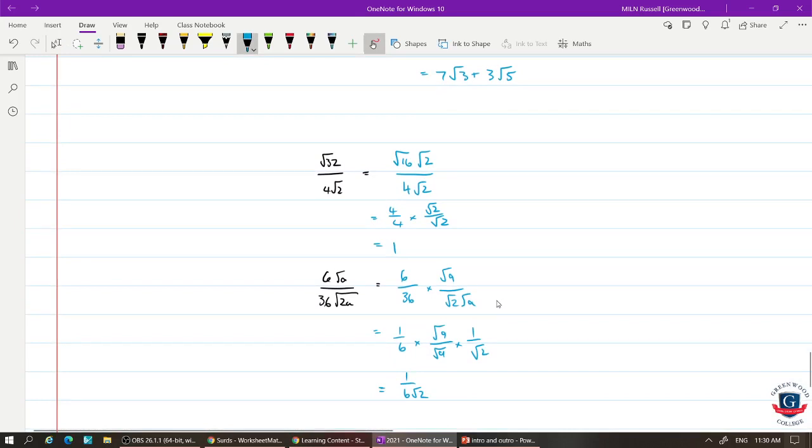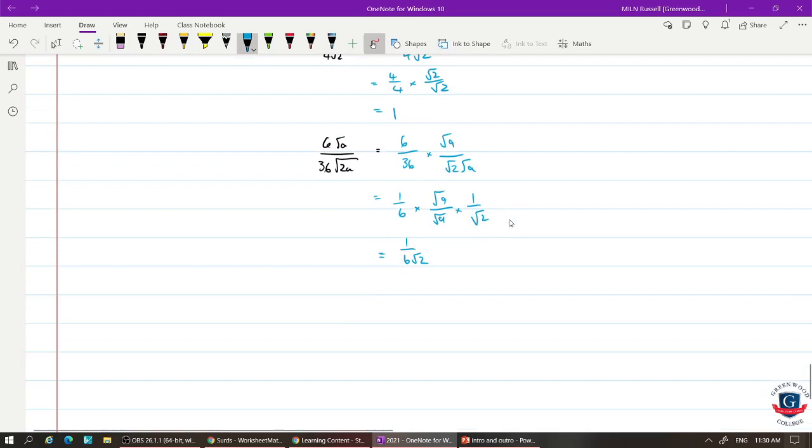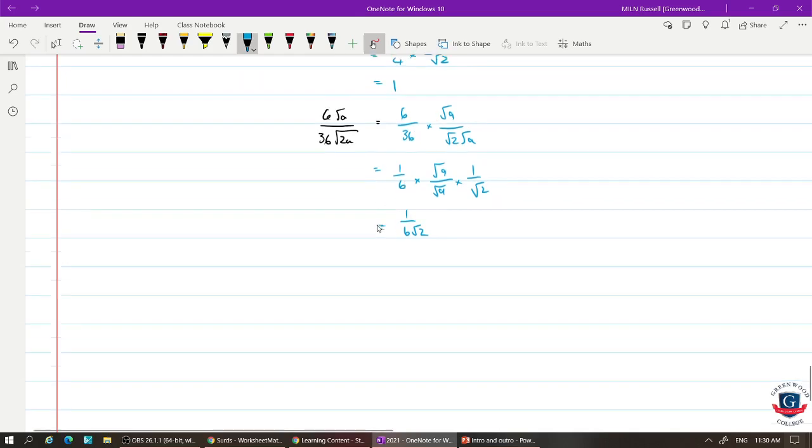Root 32 on 4 root 2. Root 32 is root 16 root 2. Root 16 is a square number which will become 4. We'll end up with 4 on 4 times root 2 on root 2. 1 times 1 will give me 1. And for our last example, I'll split this into 6 on 36 times root a on root 2 root a. The root a's will cancel. The 6 on 36 will become a sixth, and we'll end up with 1 on 6 root 2.